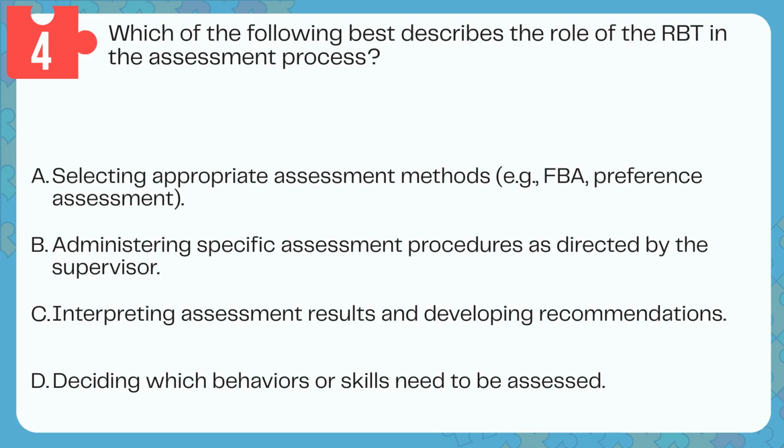Question 4. Which of the following best describes the role of the RBT in the assessment process? A. Selecting appropriate assessment methods, example, FBA, preference assessment. B. Administering specific assessment procedures as directed by the supervisor. C. Interpreting assessment results and developing recommendations. D. Deciding which behaviors or skills need to be assessed.